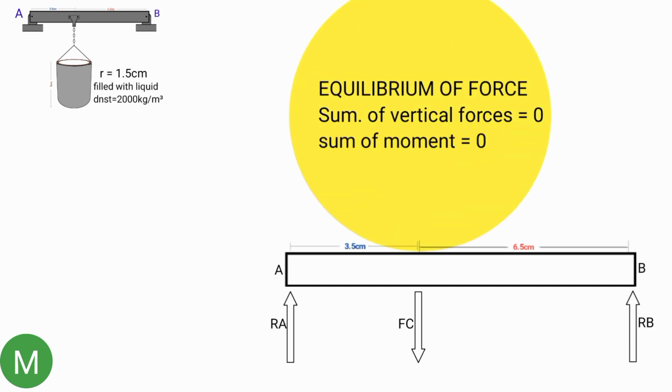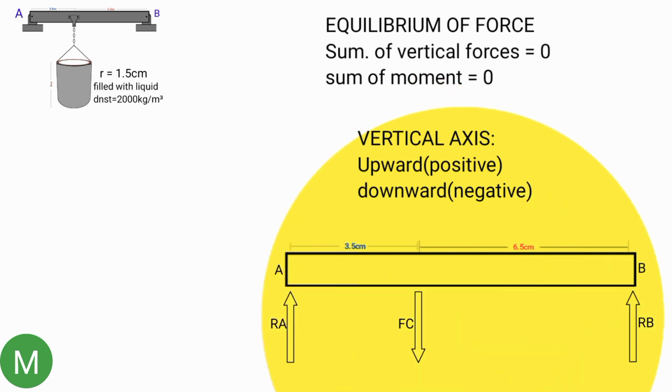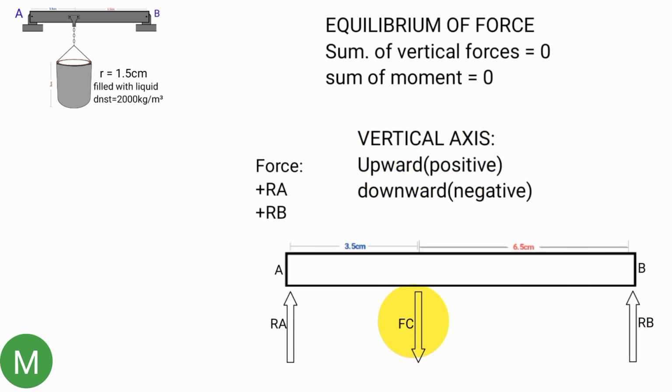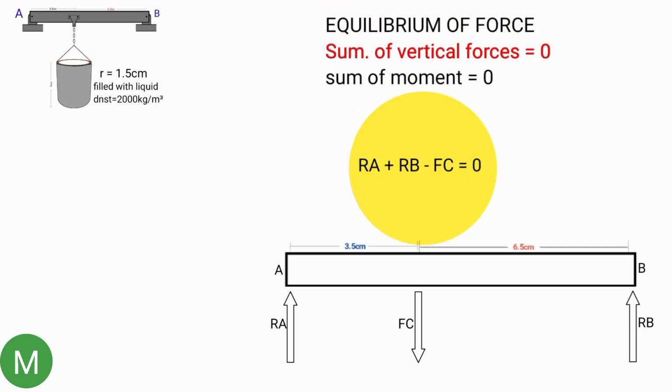Coming back to the vertical forces, since the summation of vertical forces must be equal to 0, in the vertical direction we have the upward direction, which is in most cases considered positive, and the downward direction considered negative. Here we have 3 vertical forces, 2 upward, which are positive, that is RA and RB, and then for C, which is downward, that is negative. So we can sum them up and equate them to 0. Summing up now, RA plus RB minus FC equal to 0.